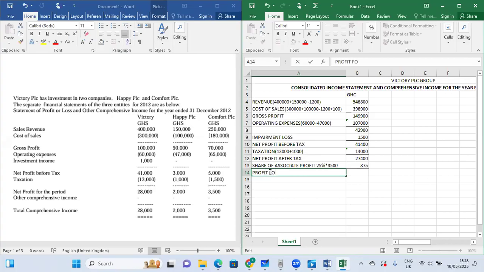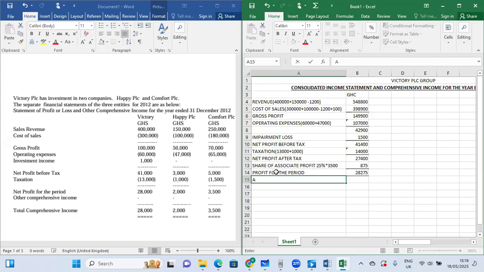Profit for the period. This profit for the period, we are going to break it into two. So now it is going to be the part that is attributable to the NCI and the part that is attributable to the members of Victory.